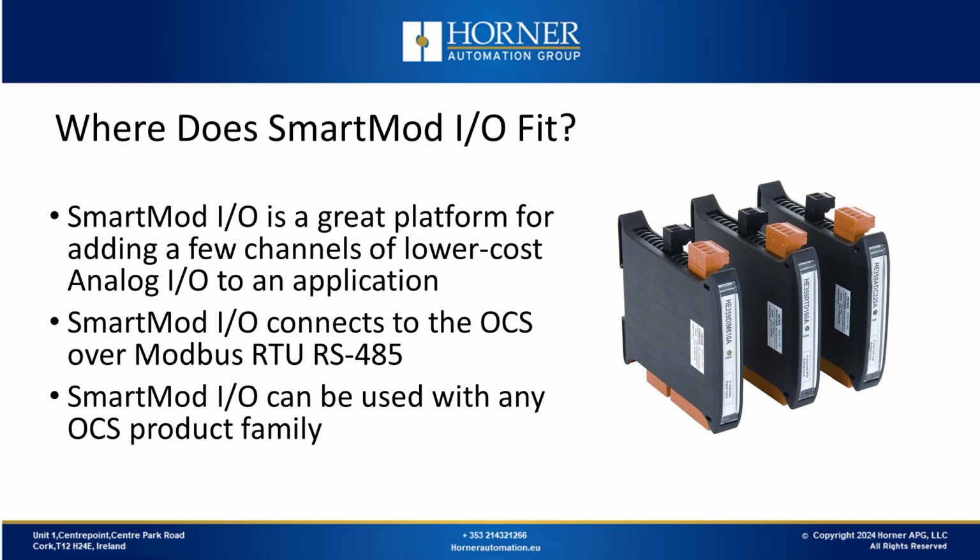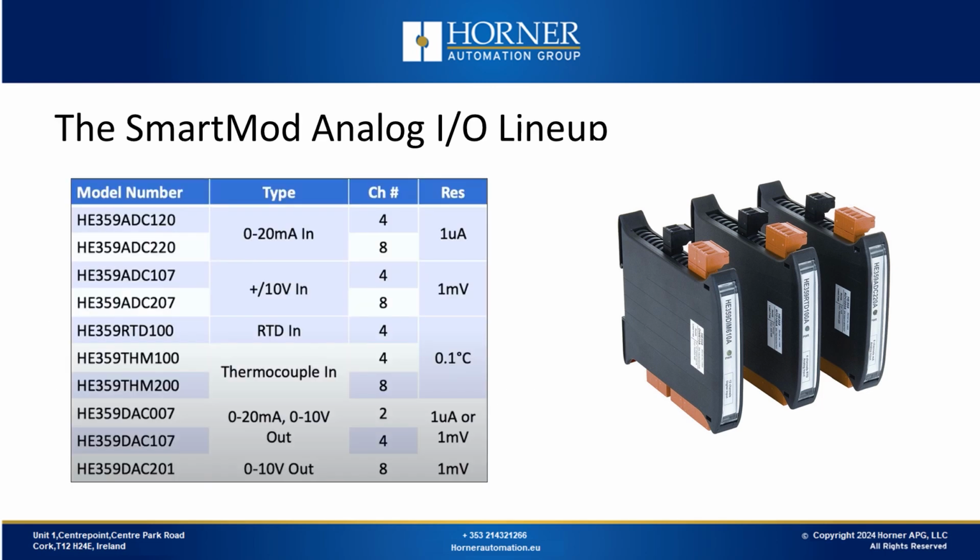Most of the other product families we mentioned connect over CSCAN, which is the Horner proprietary CAN network, and SmartRail also has an Ethernet option. SmartMod instead uses an RS-485 type connection. Next, we will look at the lineup of SmartMod I/O options.